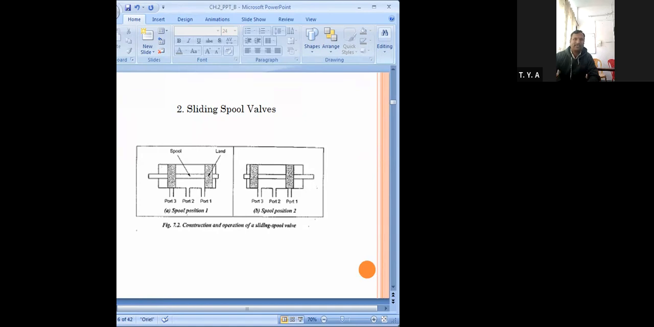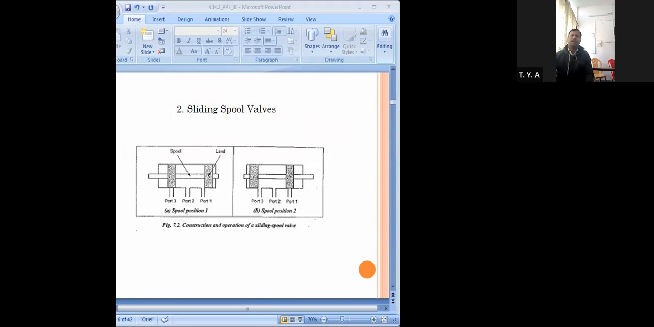So this spool is going to move in the horizontal direction within this valve body, to control the flow. This rib area, called the land, will block or open port A, port 1 or port 3, to give the required operation. That time it will open and close. I will show one animation also.